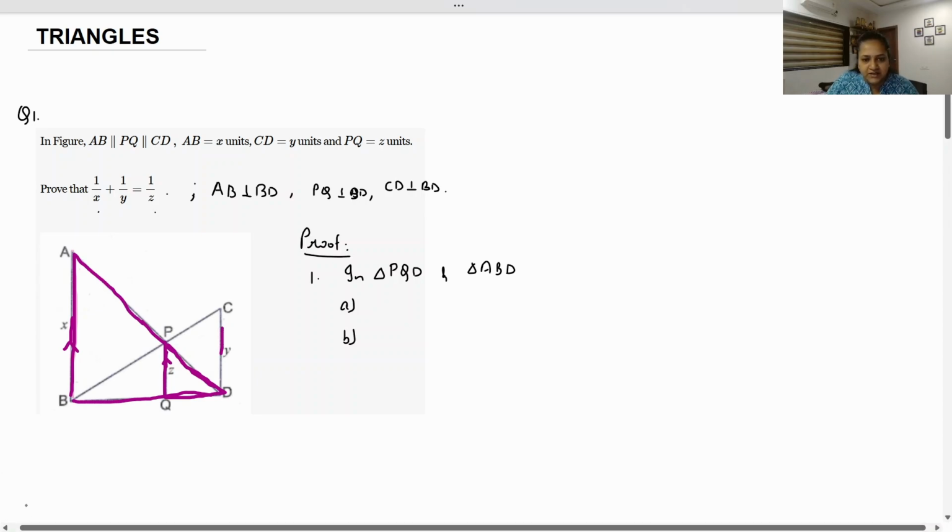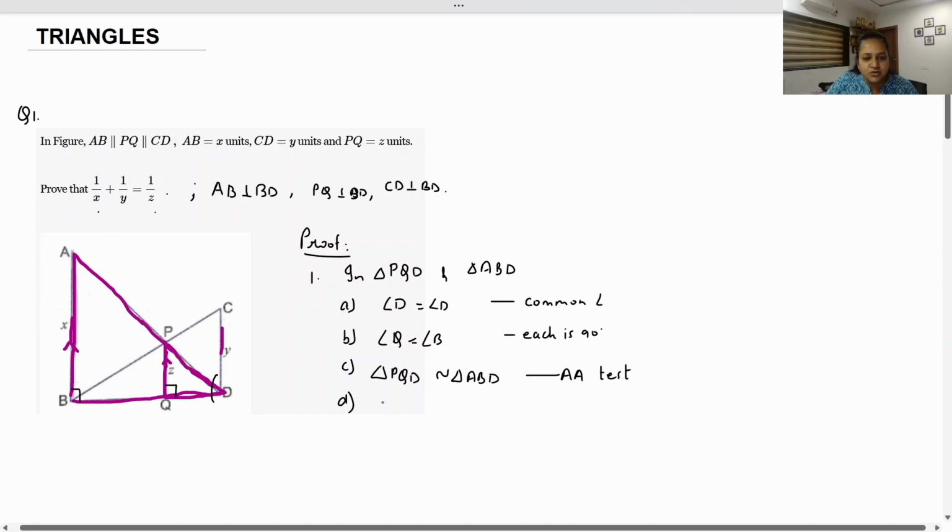Now over here, can I say angle D is a common angle to both the triangles? So angle D is equal to angle D, reason being common angle. Now PQ is perpendicular to BD and AB is also perpendicular, so can I say angle Q is equal to angle B? They are perpendicular, so each angle measures 90. Therefore we can say that triangle PQD is similar to triangle ABD by the AA test.